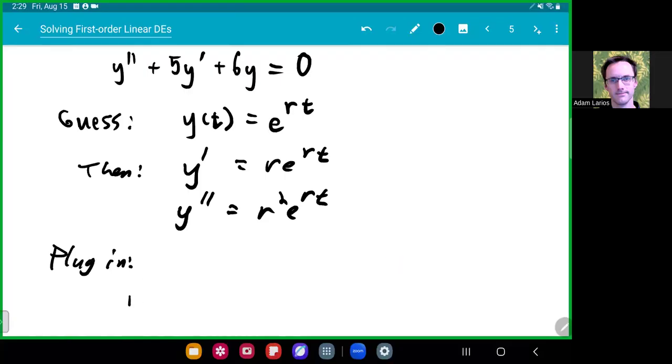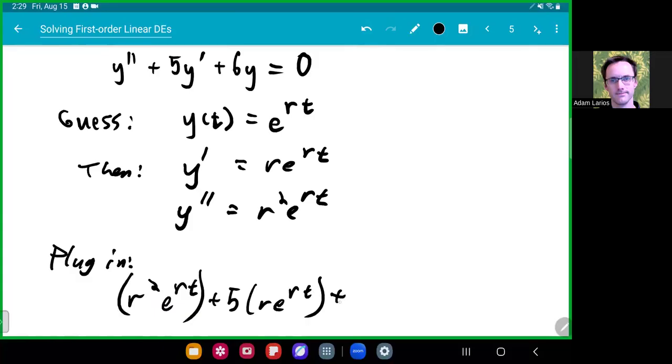So we would have, plugging in the y double prime to this spot of the equation, r squared e to the rt, then plus 5 r e to the rt. We'll put parentheses so you can see what's being plugged in. Plus 6 e to the rt. And that all is equal to 0. We're setting it equal to 0 because we are assuming that this is a solution.